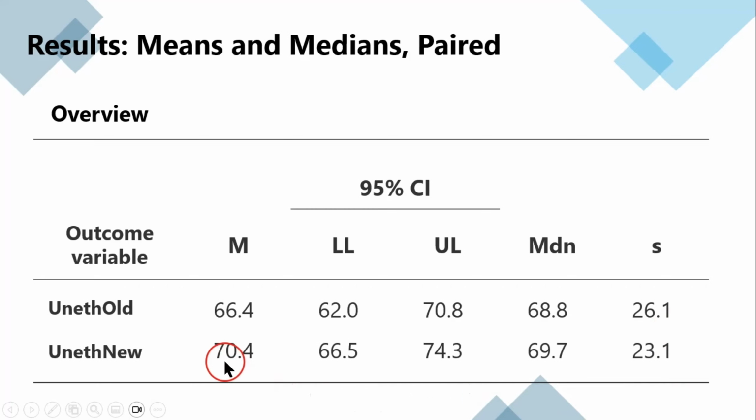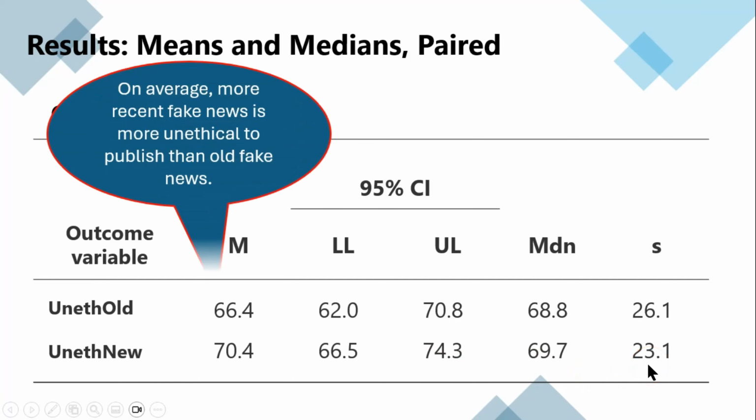And then for the new, the average rating here for unethicality is 70.4. And there's the confidence interval there, 66.5 to 74.3. The median is 69.7 with a standard deviation of 23.1. So basically what you're seeing then is, on average, more recent fake news is more unethical to publish than old fake news.